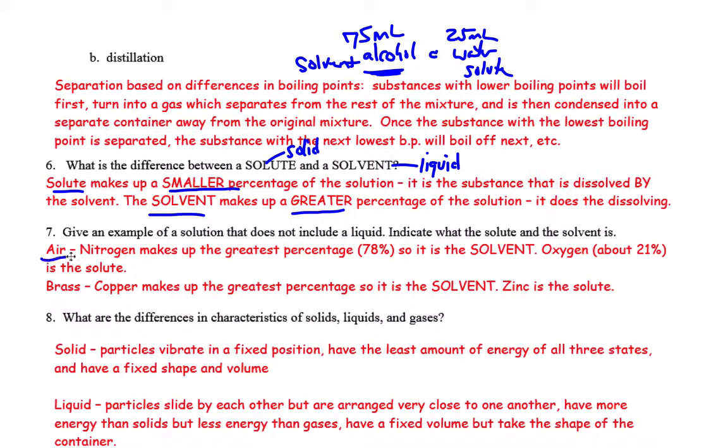Air. Air is a good example of a solution that's not a liquid. Air is about 78% nitrogen and only about 21% oxygen. So air has a solvent of nitrogen and a solute of oxygen, among other things. Brass. Brass is an example of a solution that's not a liquid. Copper makes up the greater percentage, so that's a solvent, and zinc is usually mixed in there, so that's a solute.